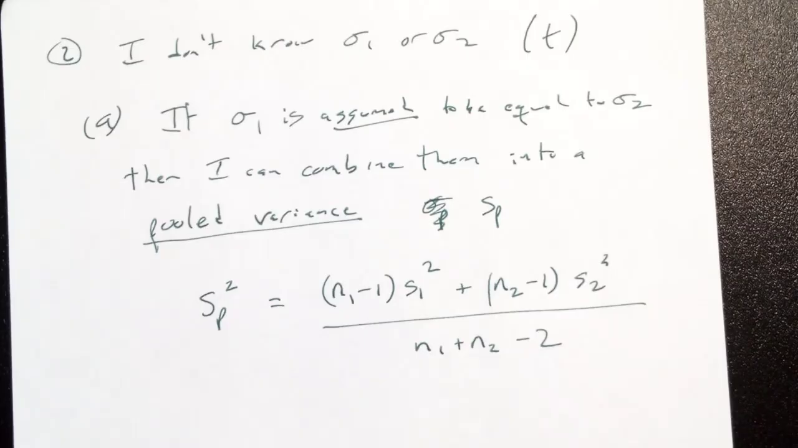If there were fewer people in group one, I would want that variance to count a little less. If there were fewer people in group two, I'd want that variance to count a little less. So if I multiply the variance for each group by the number of people, why am I subtracting one? We've seen subtracting one before. Why am I subtracting one?